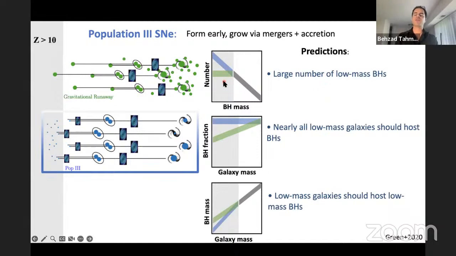When we go to the low mass regime, this theory predicts a lot of low mass black holes. That makes sense because in the early universe they form from a single massive star. Nearly all low mass galaxies should host a black hole in this regime, because of course these early stars could be everywhere. So each low mass galaxy will have black holes, and another prediction is that low mass galaxies should host low mass black holes. So when we go to the lower regime, this trend should decrease.